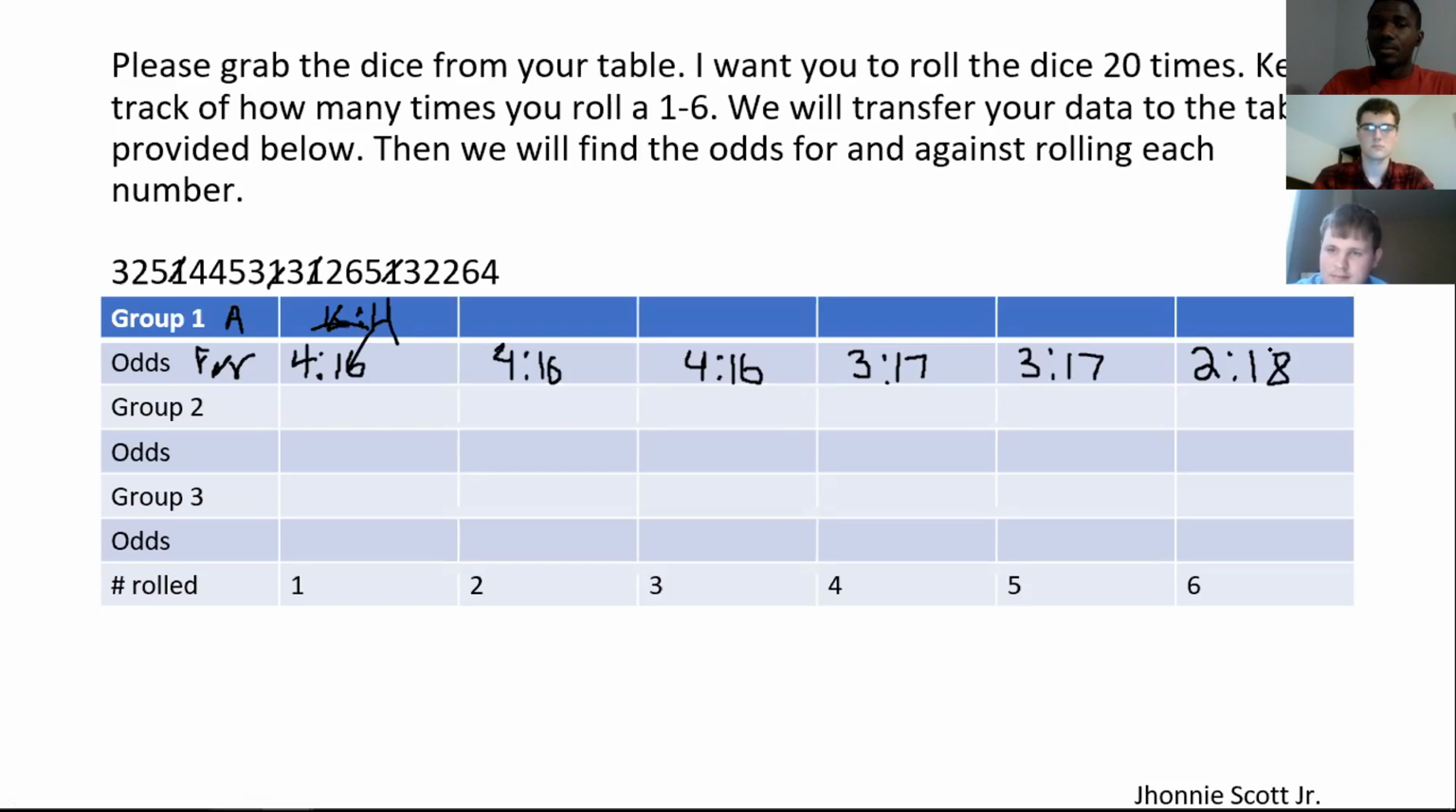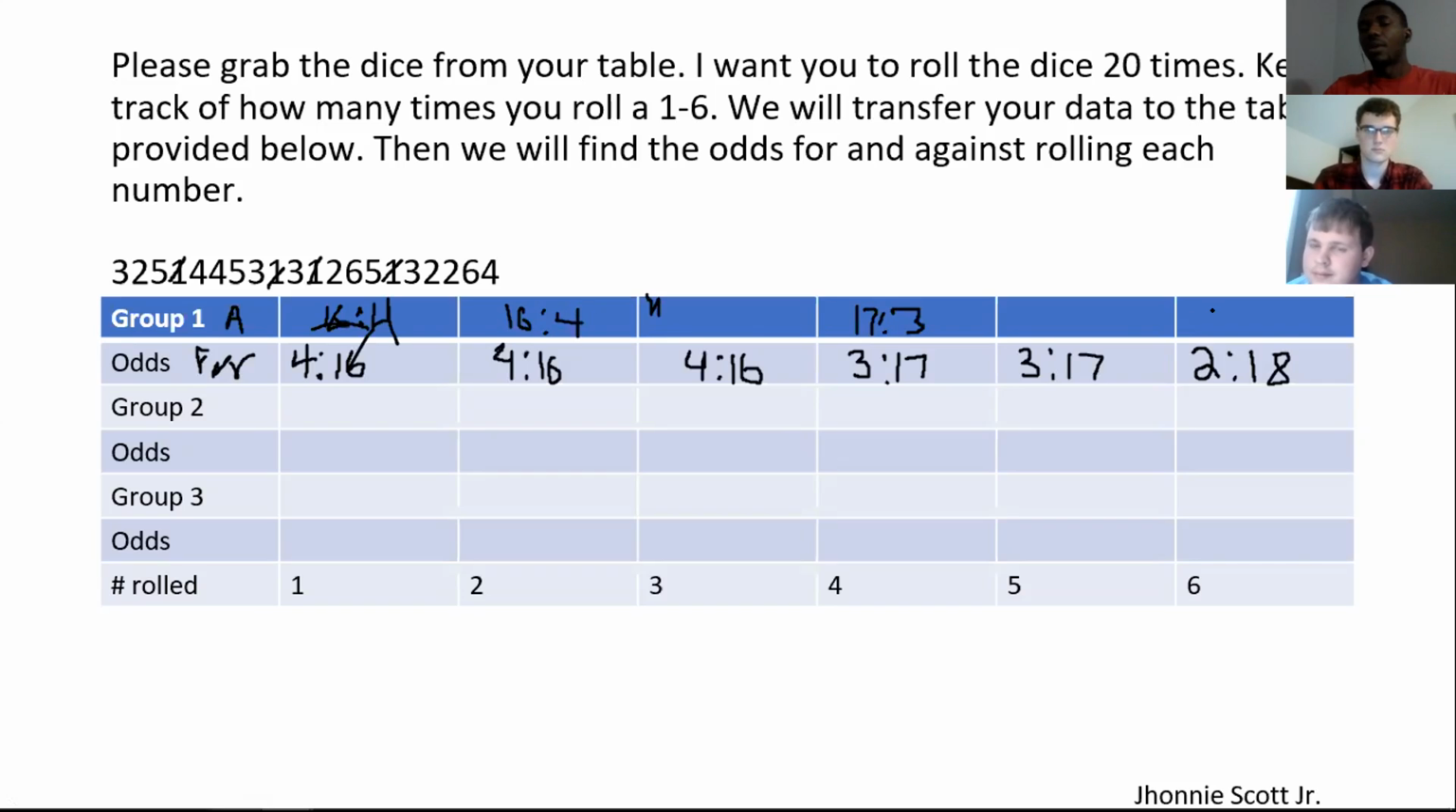Now, for against, we're simply going to flip all of these, okay? Flip them. Boom. We have 16 to 4, right there. Okay? And this one will be the same thing. Then over here, you would just flip this one. We have 17 and 3.